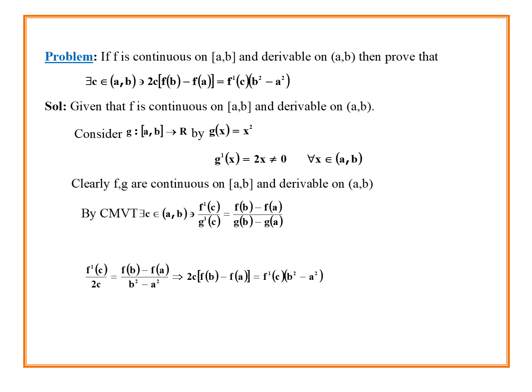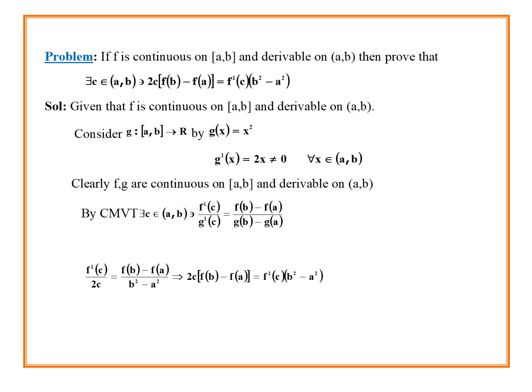The next problem is, if f is continuous on closed interval a comma b and derivable on open interval a comma b, then prove that there exists c belongs to open interval a comma b such that 2c into f of b minus f of a is equals to f dash c into b square minus a square. Solution: given that f is continuous on closed interval a comma b and derivable on open interval a comma b, consider g is mapping from closed interval a comma b to R by, how to define this g of x? g of x is equals to x square.